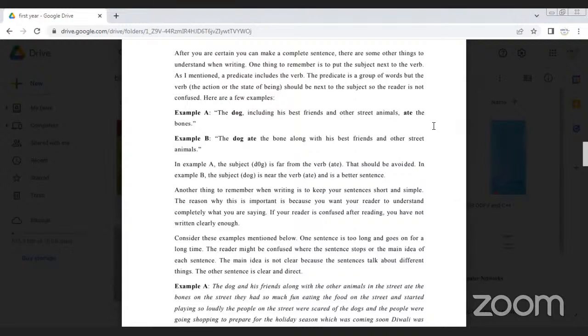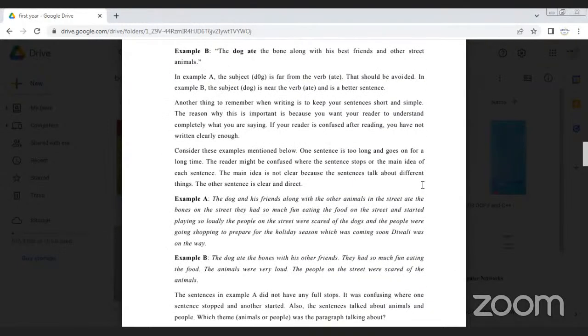In example A, the subject dog is far from the verb ate. That should be avoided. In example B, the subject dog is near to the verb ate. Here the dog is the subject and ate is the verb. In example B, the subject dog is near to the verb ate, and it is a better sentence. The second sentence is a better sentence: the dog ate the bone along with his friends and other street animals.